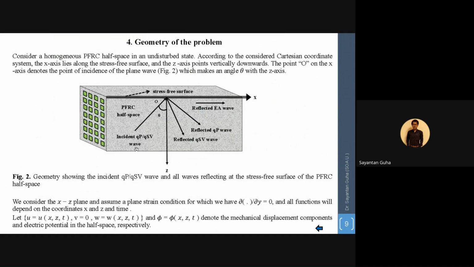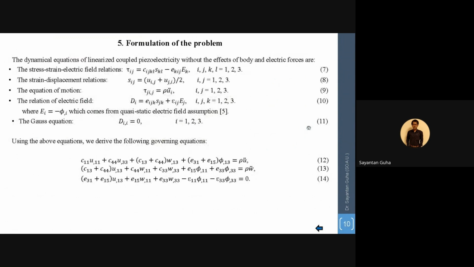Here is the geometry. Once again, due to an incident QP or QSV wave, 3 reflected waves are generated in the half space: a reflected QP wave, a reflected QSV wave, and a reflected electroacoustic wave, which is an evanescent surface wave propagating along the x-axis. So these are the standard equations which we use to solve the problem. We have the stress-strain relation, strain displacement relation, Gauss law, and so on.